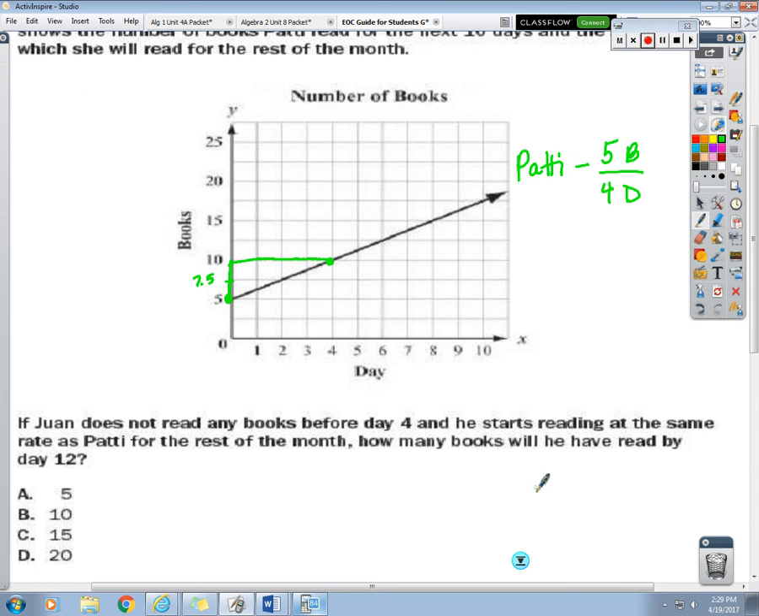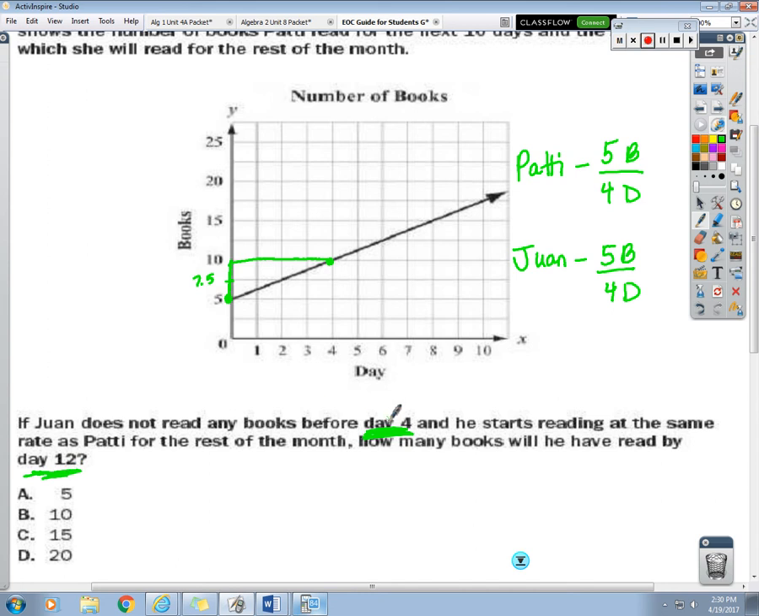Tell me some things they told you about Juan. Okay, so he doesn't start reading until day 4. And what? Okay, but tell me what else they told you besides the fact that he reads at the same rate. So wouldn't his rate also be 5 books every 4 days if he reads at the same rate? Well, when does he finish reading? At day 12.